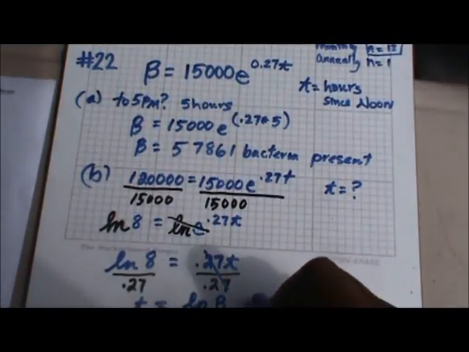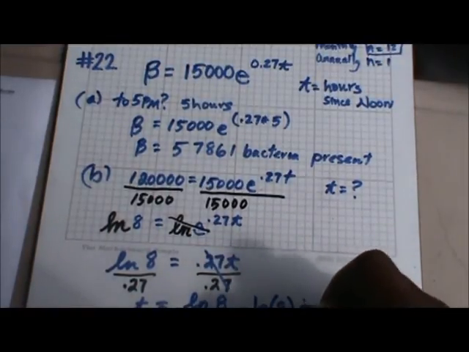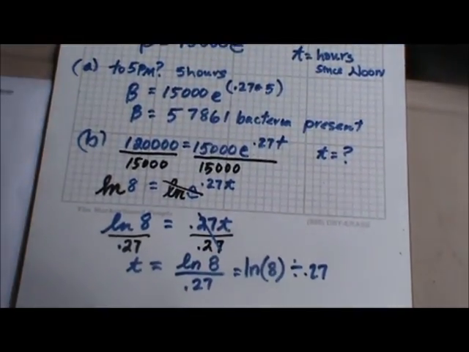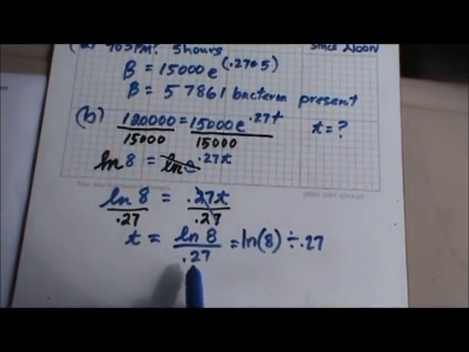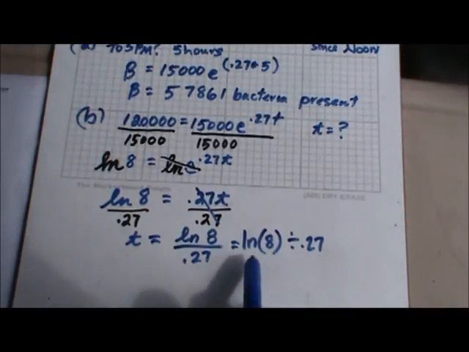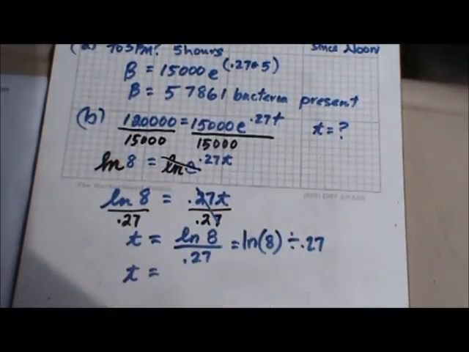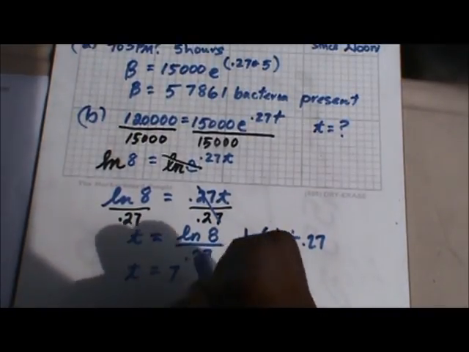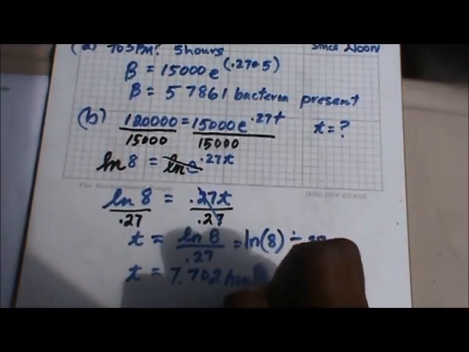When we put this in the calculator, we want to go ln, which gives us a parenthesis, 8, close it, divided by 0.27 to get the proper answer. So once again, natural log of 8 over 0.27 is what we want to type in the calculator. That tells us that t is equal to, what'd you get, guys? 7.702 hours.